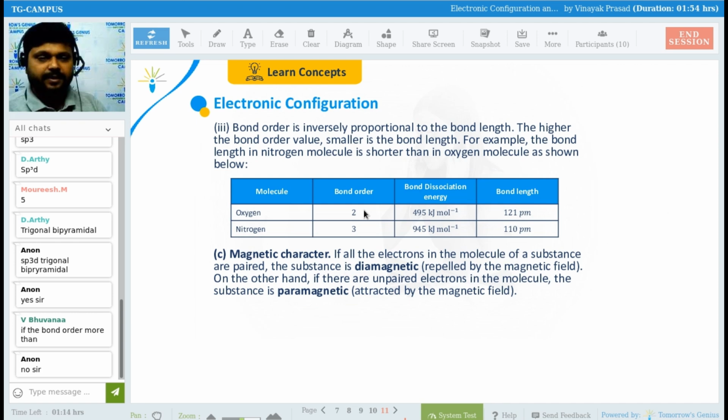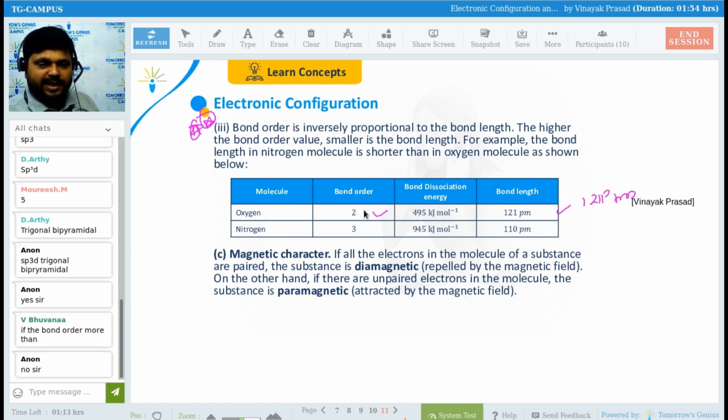Easy? See here. The bond order is inversely proportional to the bond length. This is the important point that you should know. Guys, the bond order is inversely proportional to the bond length. Getting my point, everyone? So the higher the bond order, the lesser the bond length. The higher the bond order value, the smaller the bond length, right? You can see here, oxygen. Bond order is 2. Bond length is 121 picometer.